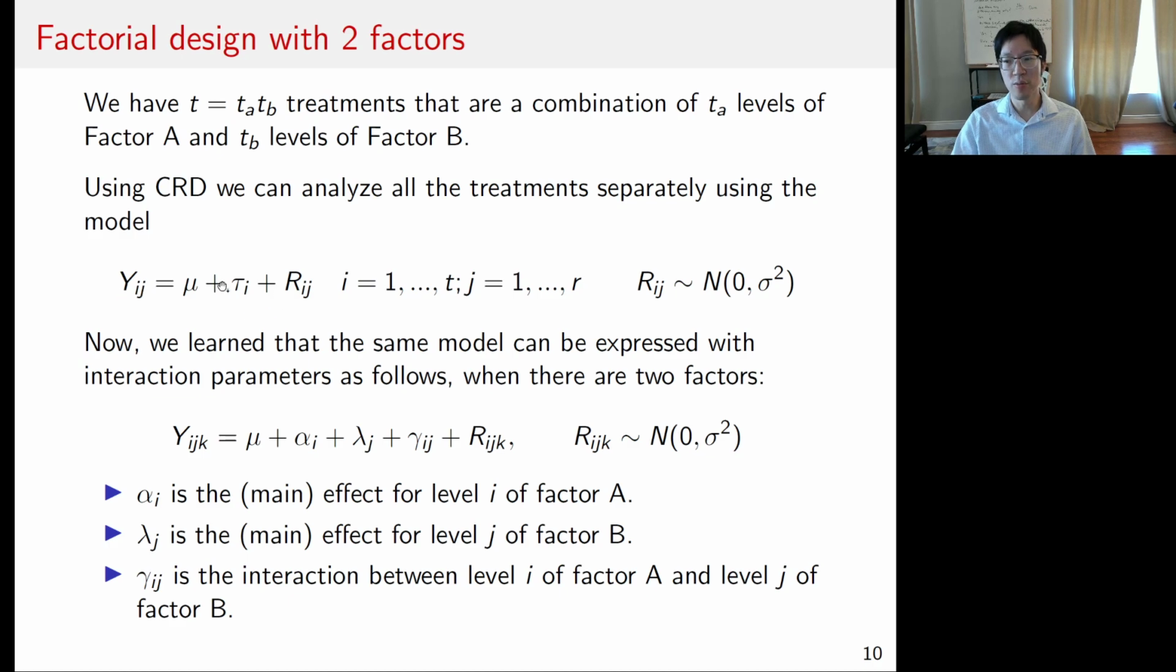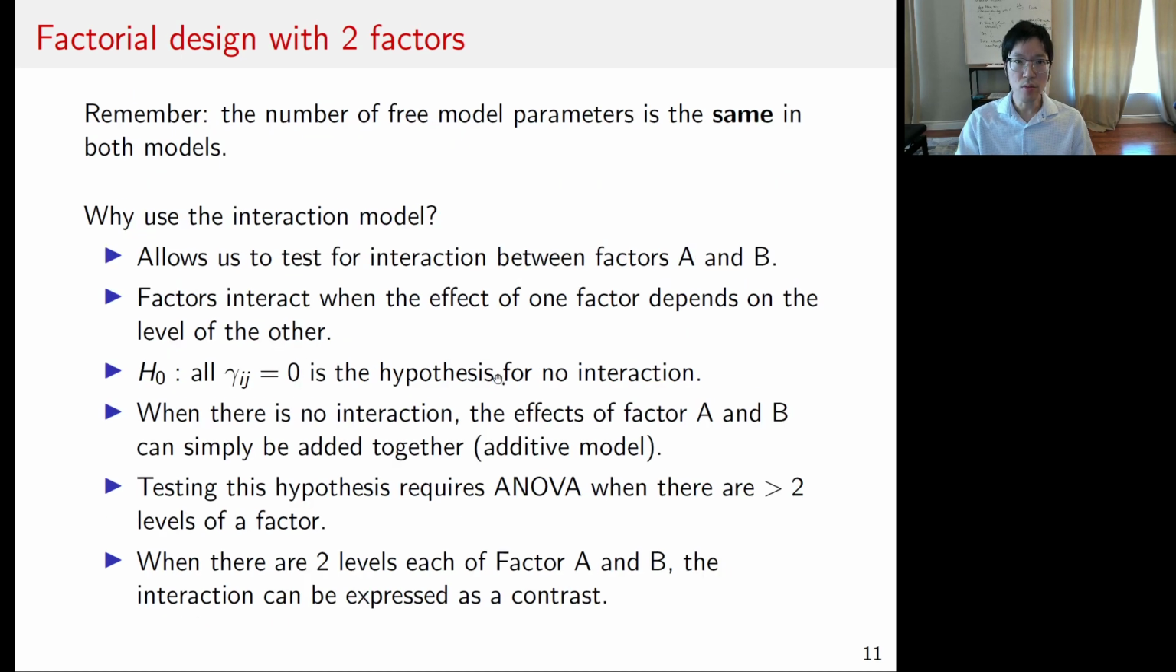So a lot of the theory from the CRD we can carry over, and that's what made some of the mathematics easier to handle. So the key fact that we used when we looked at this model was remembering that the number of free model parameters has to be the same in both models, because they're just two ways of writing the same model. Okay, so that allows us to get the degrees of freedom for the interaction model much easier.